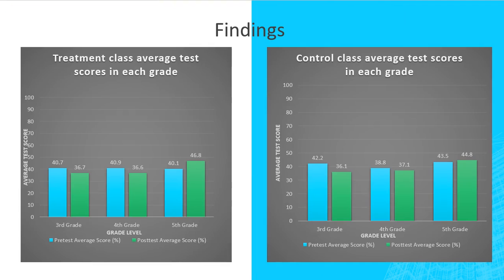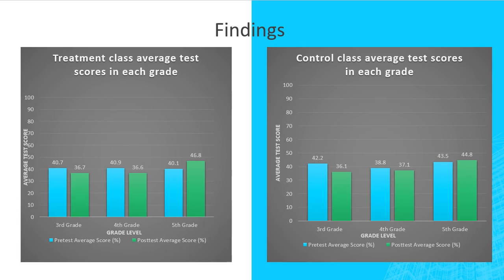Okay, next is my findings. The treatment class is first and the control class is next. My findings were a little surprising to me. The blue is the pre-test and the green is the post-test. On the XY axis, you can see the average test score and the grade level.